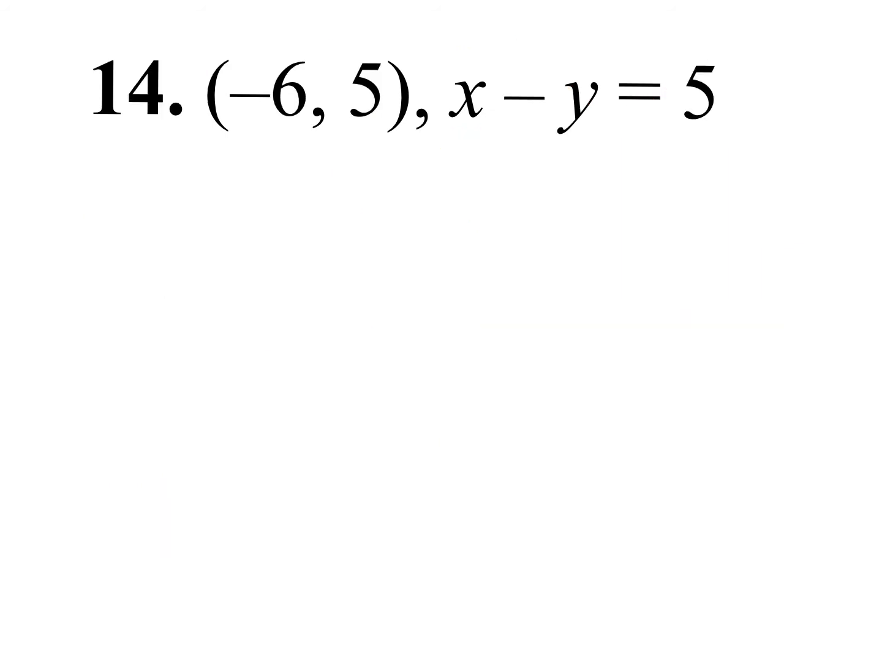Jumping to number 14, what do we have? We have a point that our line has. Our point is x1, y1, which is -6, 5. And they also tell us that our line is perpendicular. Perpendicular. Now, what does that mean? That the slope that this equation has, ours is going to be an opposite reciprocal slope.